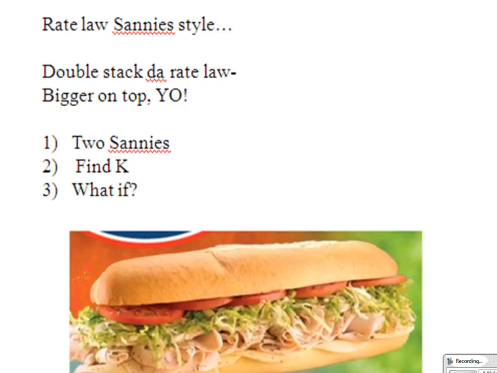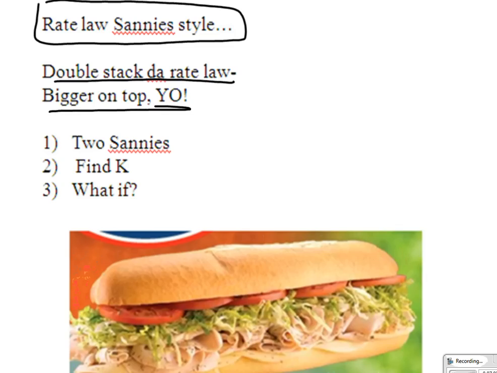How do we get the exponents? That's what we call rate law. I call it Sandy style. Remember, you're going to double stack a rate law. You always put the bigger one on top. You're going to make two sandwiches. The rate law problem always has three parts to it. The first thing is you make two sandwiches. Second thing is you have to find K. Third thing is you do a what if.